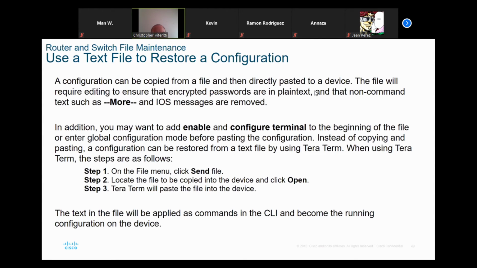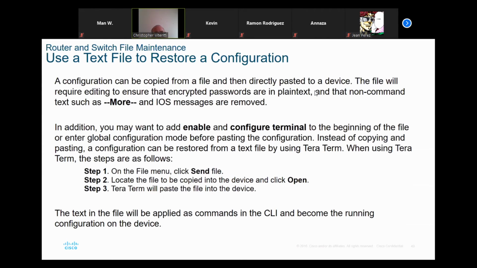Using a text file to restore a config. Config can be copied from a file, then directly pasted to a device. The file will require editing to ensure that encrypted passwords are in plain text and that non-command text, such as the --more-- and various IOS messages, are removed. Otherwise, they will generate errors and cause the entire config to go off track, okay?